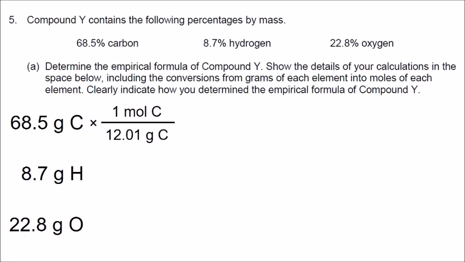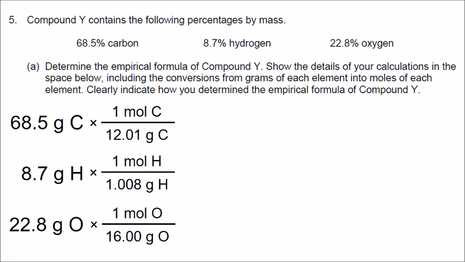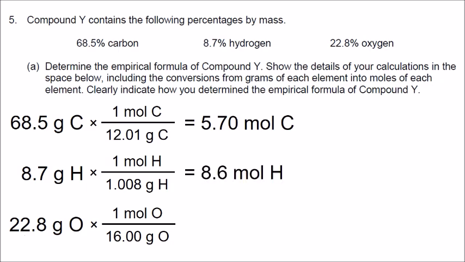So we get the data from the periodic table. We are not using anything about diatomic elements here. It's simply 1 mole of H, 1 mole of O, because we're focusing on the individual elements within the formula for compound Y. So let's do the math and convert grams to moles. We get 5.70 moles of carbon, 8.6 moles of hydrogen, and 1.43 moles of oxygen.